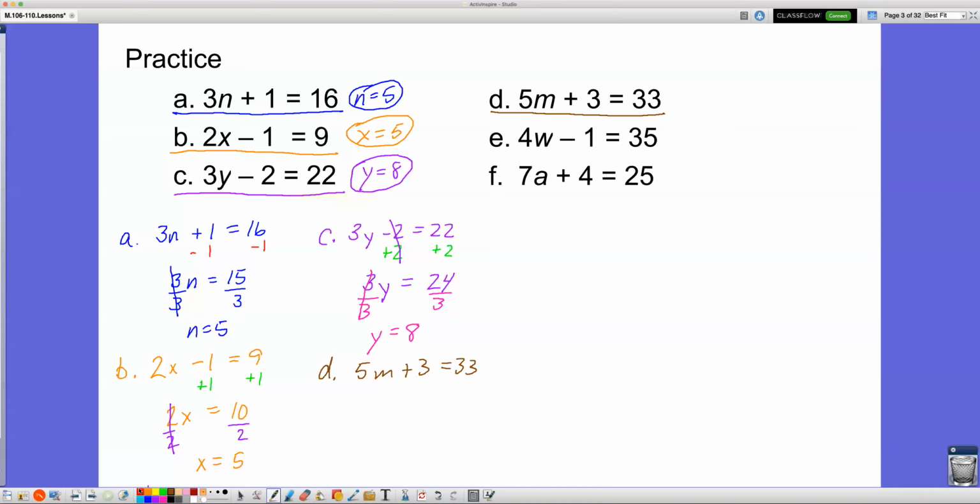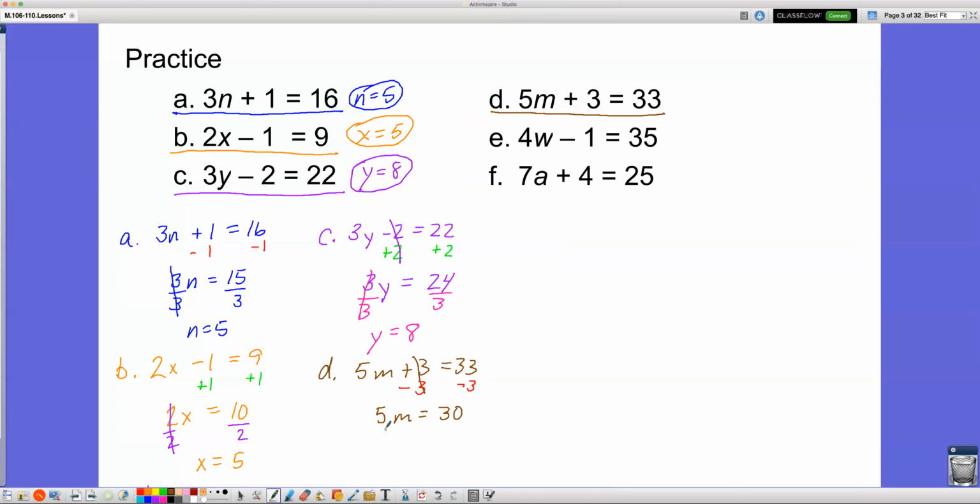So it looks like I'm going to subtract here, because this is an addition of 3. I want to take away 3 because I want this piece to be 0. I want m to be isolated on one side of the equation. I'm going to subtract 3 on both sides. So now I end up with this new equation, 5m equals 30. 33 minus 3 is 30.